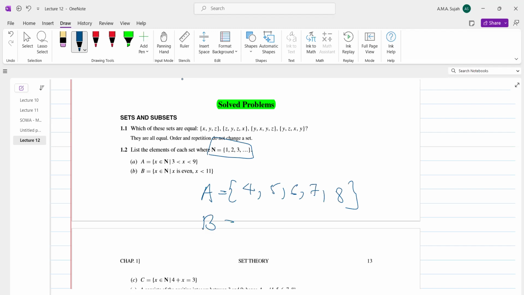Similarly, if you look at B here, B is a set of x, element of natural numbers, positive integers, such that x is an even number and x is less than 11. So if I start from 0, is it correct? 0, 2, 4, 6, 8, 10. Is it correct? What do you think? Tell me the answer.